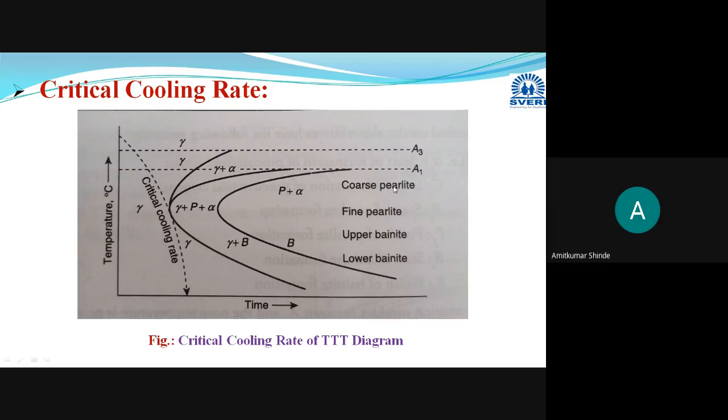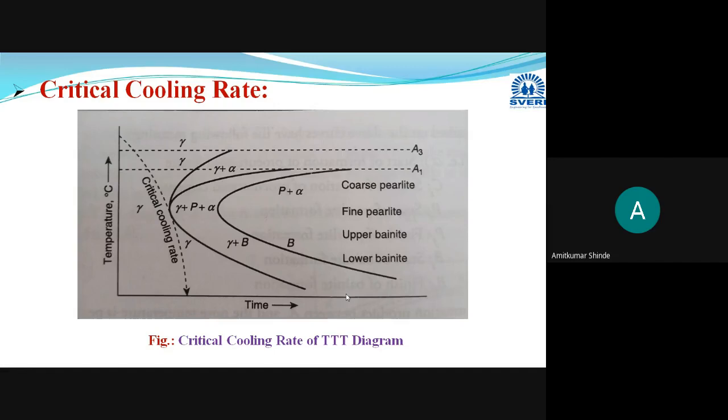Here I have shown Pearlite and Bainite: coarse Pearlite, fine Pearlite, upper Bainite, lower Bainite. Coarse Pearlite will be softer, less hard, with less strength. Fine Pearlite will be a little harder and stronger. Upper Bainite will be harder and stronger, and lower Bainite will be harder and stronger as compared to all these three types. At the end, you will get Martensite, which will have the highest hardness.